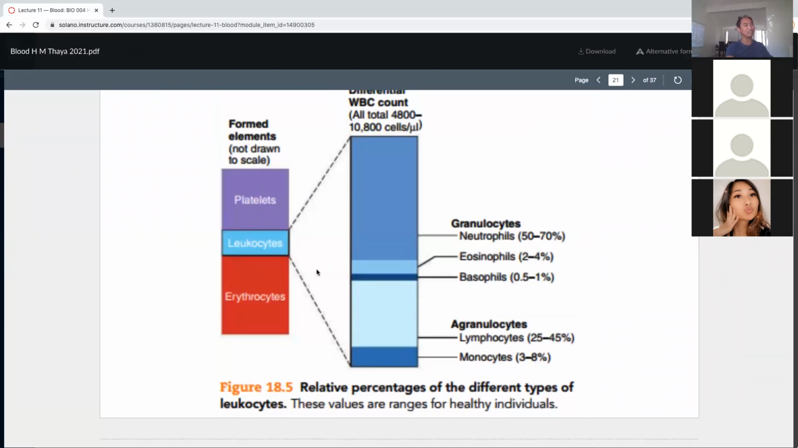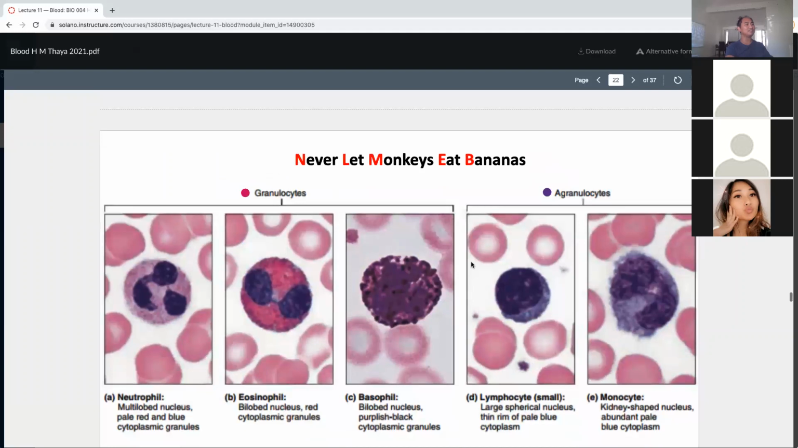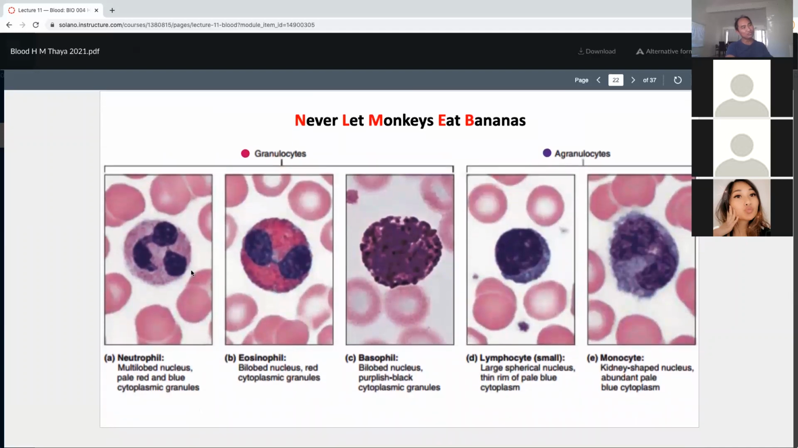Leukocyte, white blood cell, neutrophil, 50 to 70%. Never Let Monkey Eat Banana. Neutrophil might have 3 lobes, might be 4 lobes, might be even 5 lobes. The cytoplasm is pink. The nucleus is dark purple. Eosinophil cytoplasm is pink. It is bilobed, only 2 lobes, like an ET or like somebody wearing sunglasses. So ET, eosinophil.